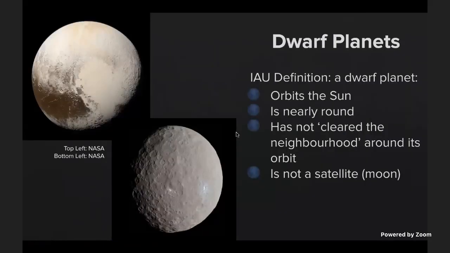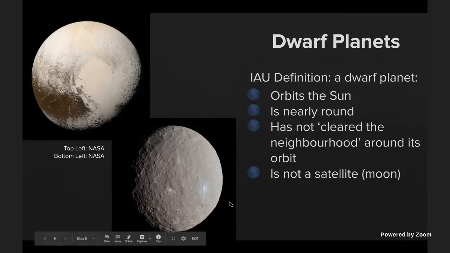Now, some of you may be wondering, what about Pluto, the 9th planet? Well, actually, based on the IAU criteria of a planet, Pluto is not considered one. It is considered a dwarf planet. The IAU defines a dwarf planet as a body orbiting the sun massive enough to be mostly rounded, but has not cleared the neighborhood around its orbit and is not a satellite.